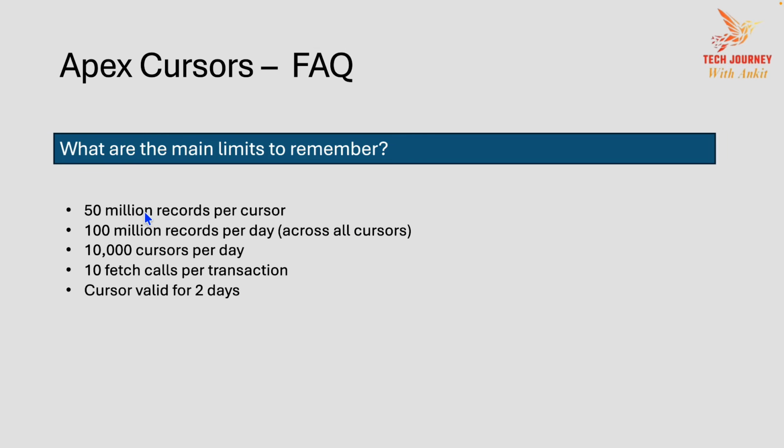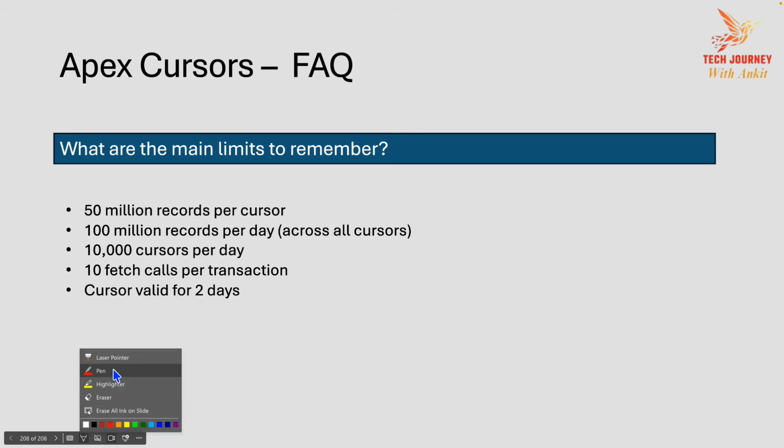The first limit is that you can fetch 50 million records with one single cursor. Another key limit that you should always remember is 100 million records that you can fetch per day using all the cursors. Now the third limit, which is the one mostly failing whenever I have seen people doing the Apex cursor with pagination, is 10,000 cursors per day.